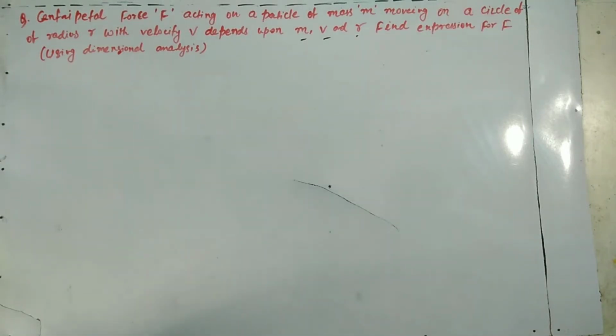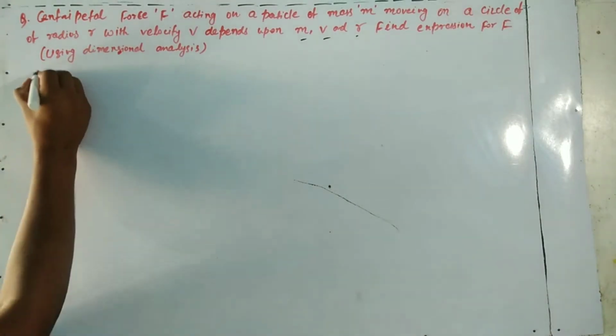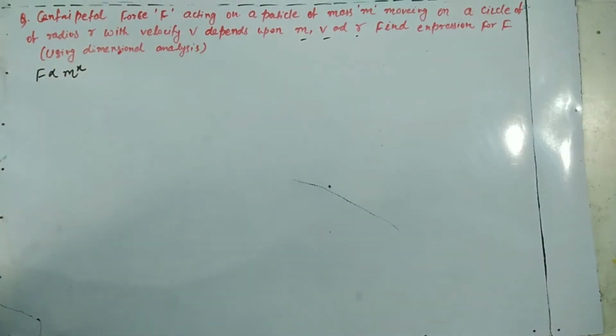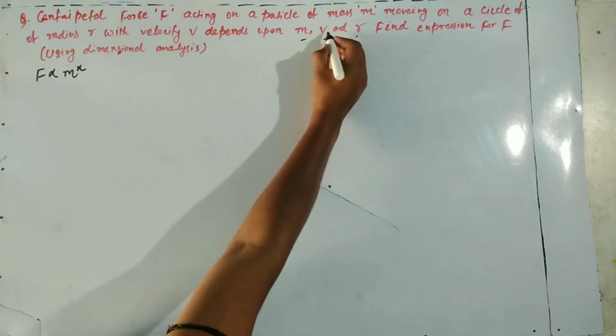In the question, we have to find the centripetal force F for a particle whose mass is given as m, its velocity v, and the radius of the circle is r. These three terms are given. We have to find the centripetal force for the particle. So the force depends on m, v and r. That is why F is proportional to m to the power x.